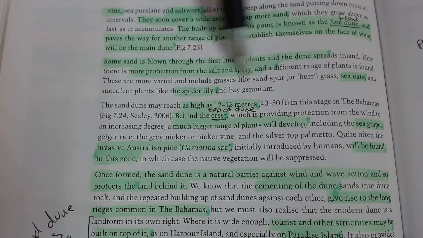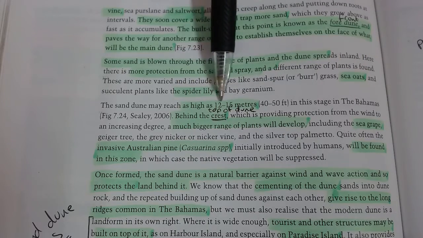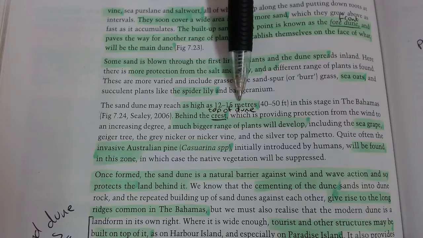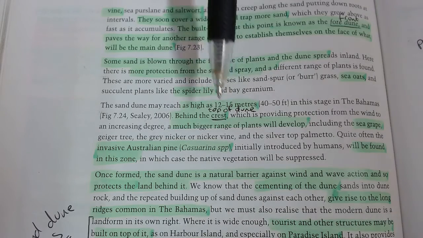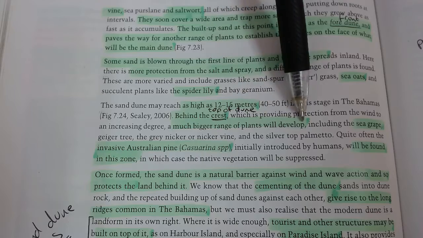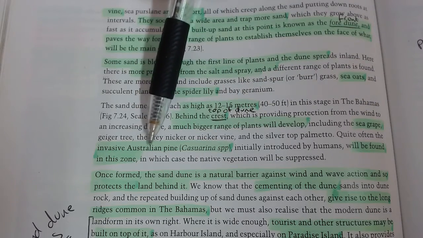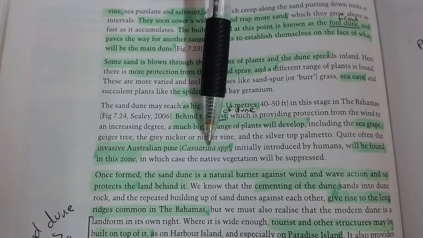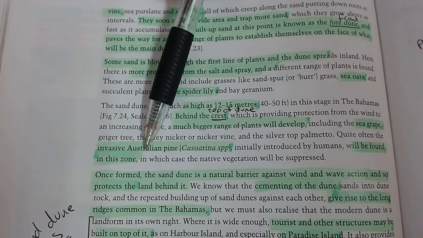All right, we got our spider lily and our sea oats again. Here the sand dune may reach as high as 10 or 12 meters. That's very, very high. Okay, so then behind the crest, which is the top, as we've already defined, behind the very top of our sand dune, then, okay, you've got even a bigger range of plants and vegetation. Sea grape, okay, the casuarina, which is an invasive species. It's not a good plant to have. All right, they'll be found back here, where they're fully protected from the sea.